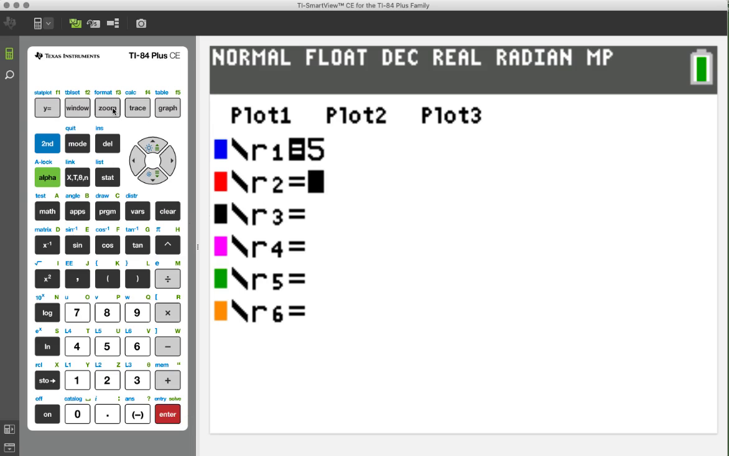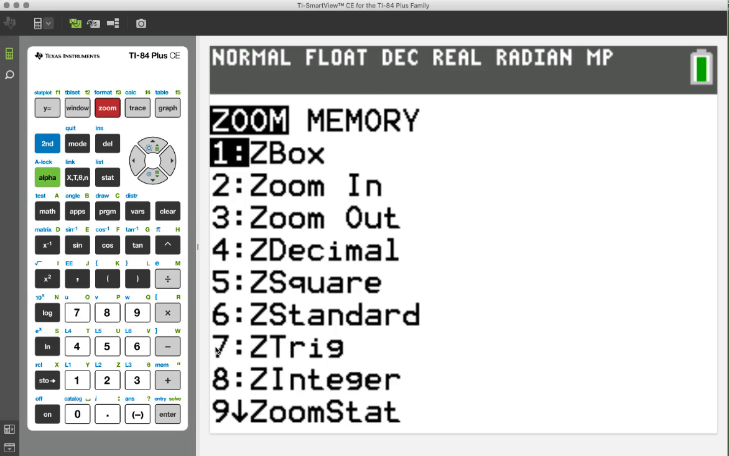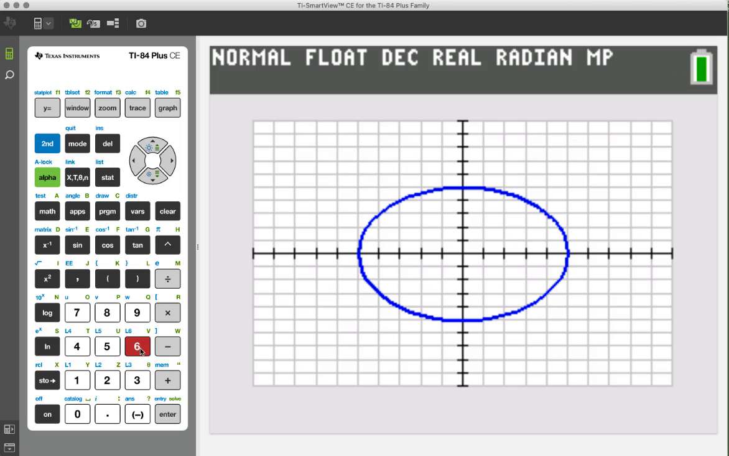Let's do zoom standard for this because I want to make sure we can see the whole thing. So let's do zoom 6. Now it doesn't quite look like a circle, but if you take a look at it, you'll notice that all the points, if you take a look at the quote-unquote y-axis, would be 5 units up, 5 units down. It's also 5 to the left and right.